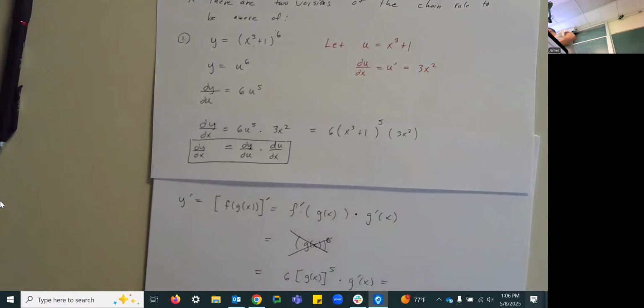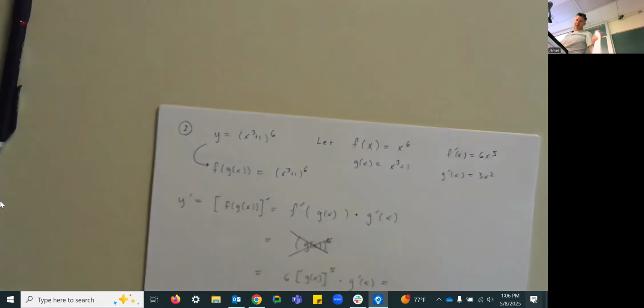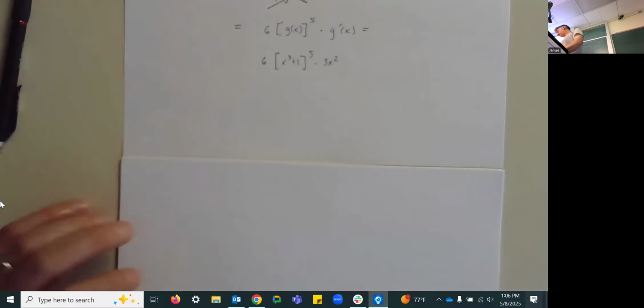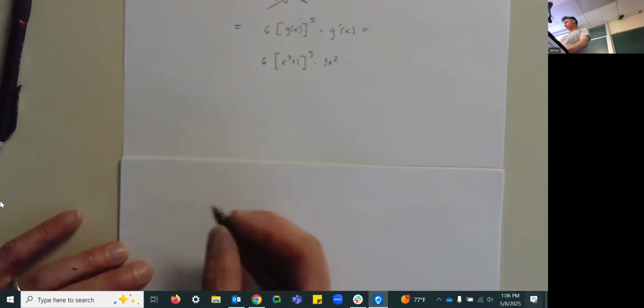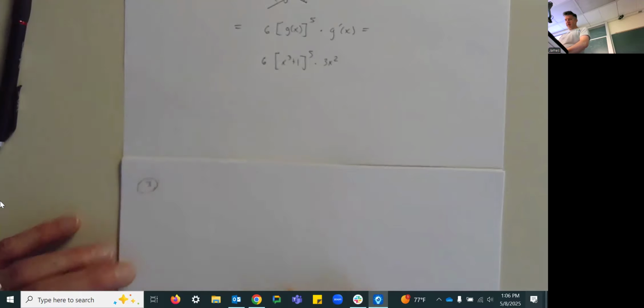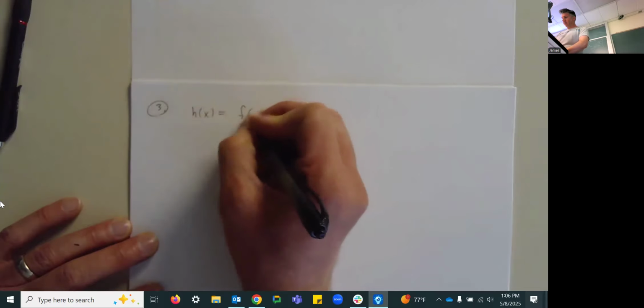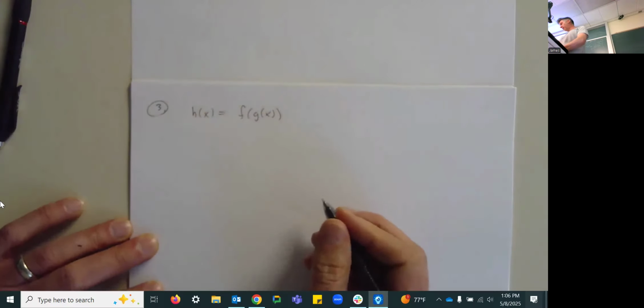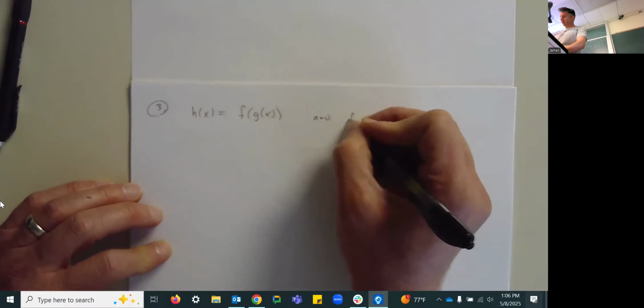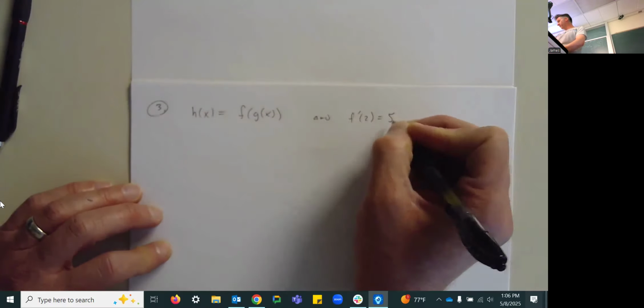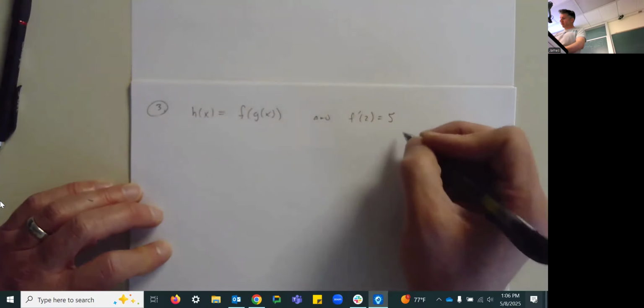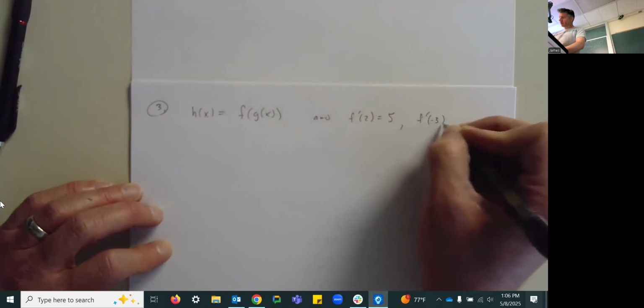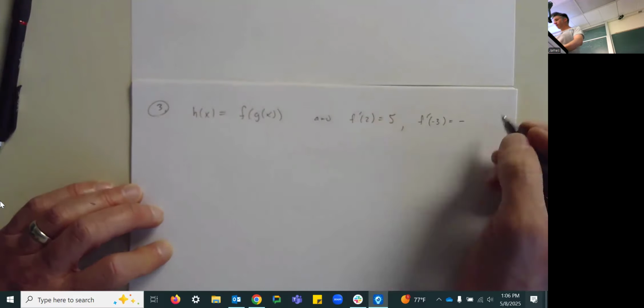But sometimes people are going to throw problems at you like the following, where they don't actually tell you what the functions are. So someone might give you something like this. Suppose that we know that h of x is equal to f of g of x, and we're told that f prime of 2 is equal to 5. F prime of negative 3 is equal to negative 7, sorry, positive 7.